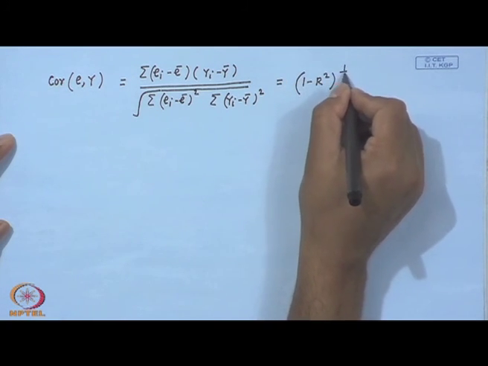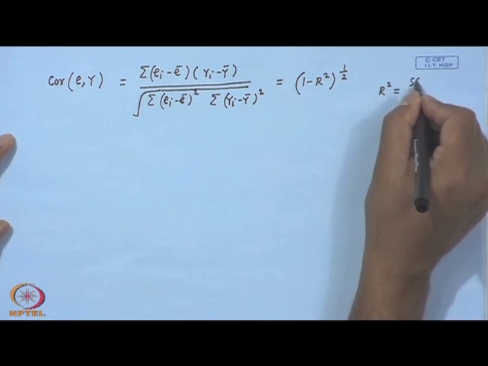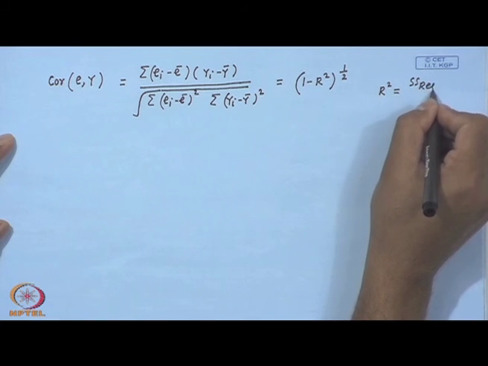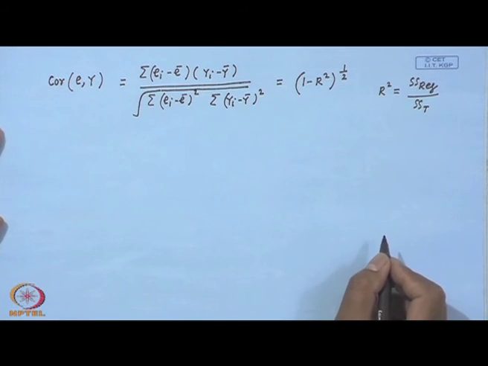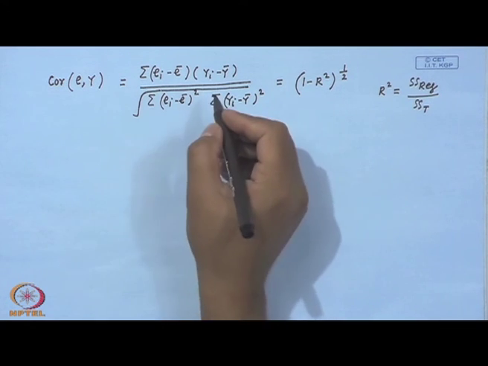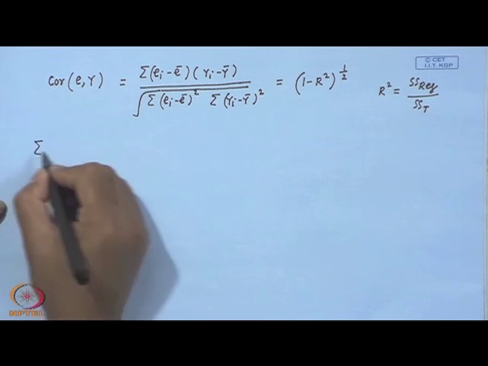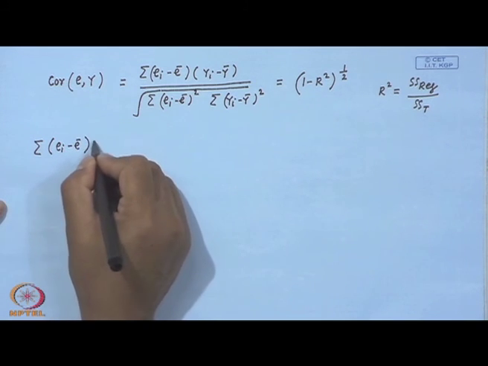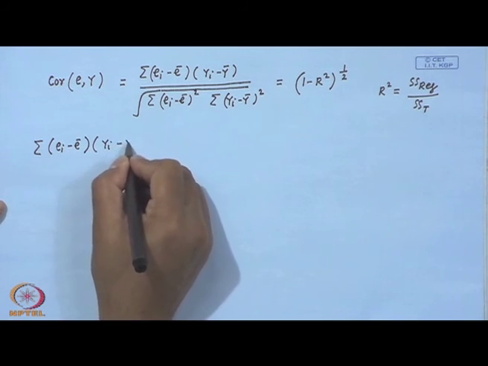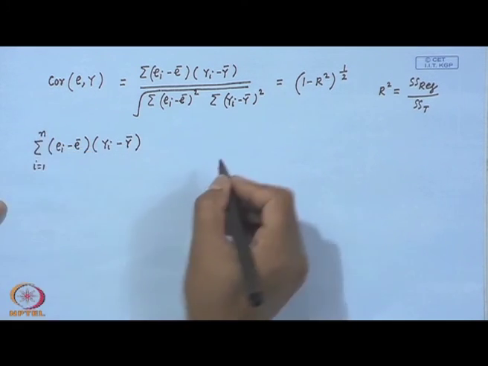okay, where r square is SS regression by SS total. Okay. Not so easy. Okay. So, we can start with this numerator, summation E I minus E bar into y I minus y bar, I is from 1 to n.